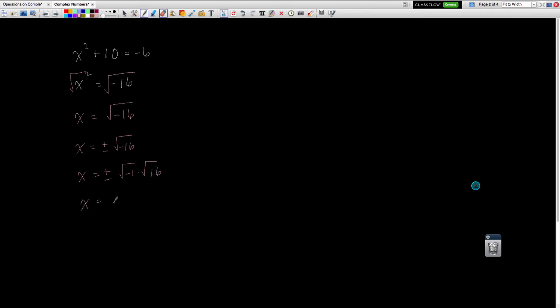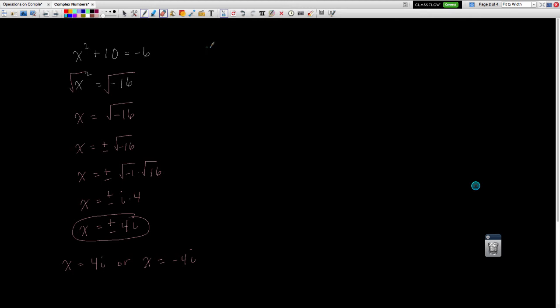we can simplify this. Typically, you don't have to write it in this many steps. I'm hoping that you'll be able to see this with a little bit of practice. So it's plus or minus i times 4, so we would write that as 4i. You may see it like this. You may see it broken down. x equals 4i or x equals negative 4i.